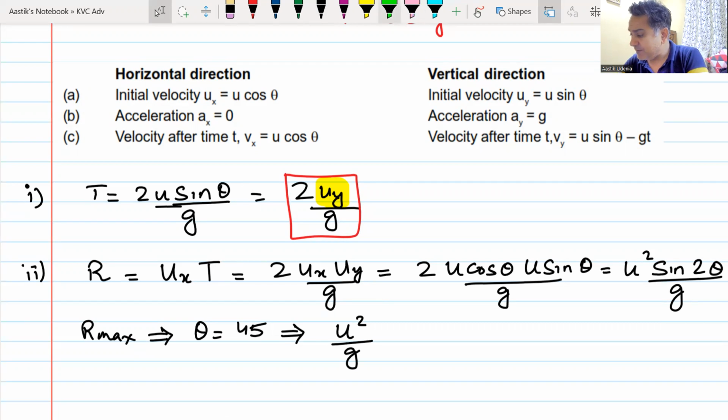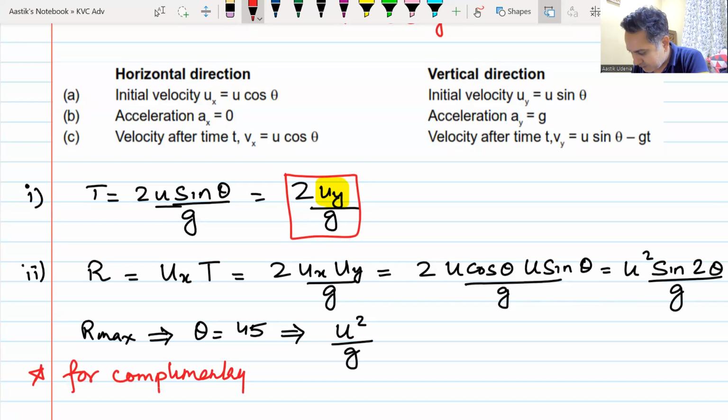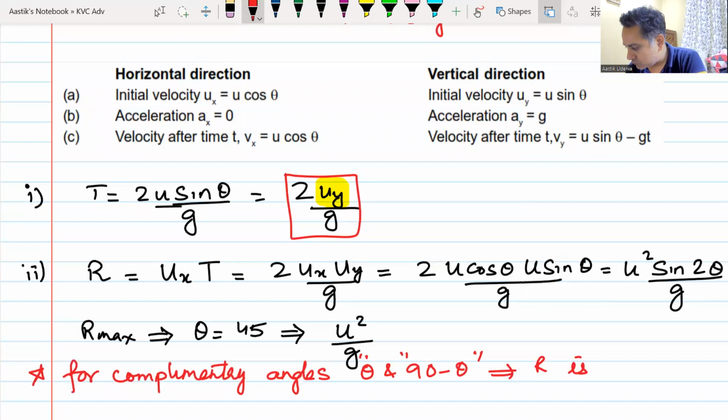Now, one point that you must remember for complementary angles. I hope you know this. For complementary angles, that means one angle is theta and the other angle is 90 minus theta, the range is same. Do we know this? Yes or no? For complementary angles, range is same. I hope everyone is following me.